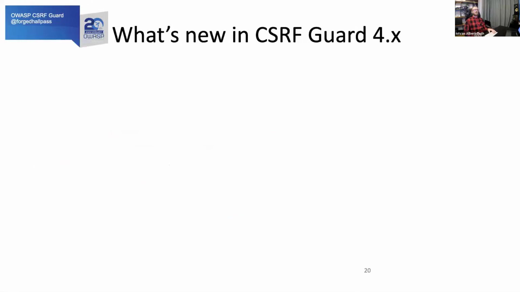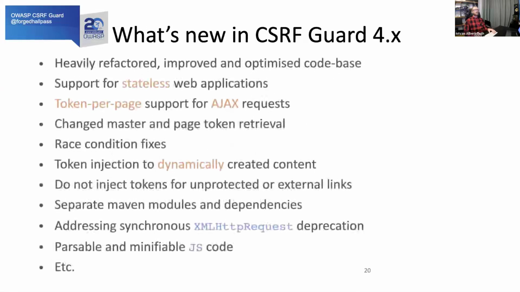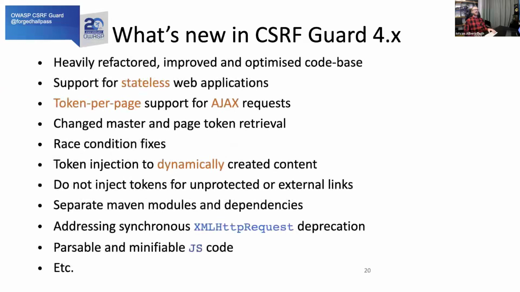So what's new in CSRFGuard 4.x? First of all, it was heavily refactored, improved, and optimized. The modules were separated into distinct Maven module dependencies. One of the biggest changes that has been introduced is that it now supports stateless web applications, so the tokens are not mapped to session IDs anymore. There is token per page support for AJAX requests, which did not happen before.